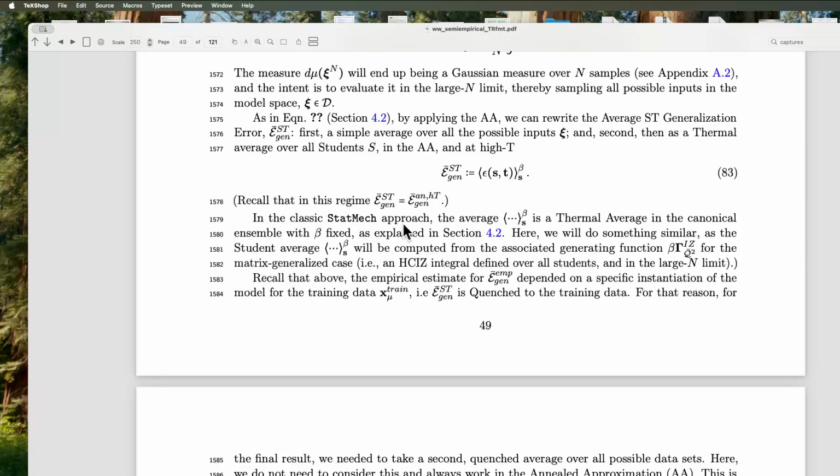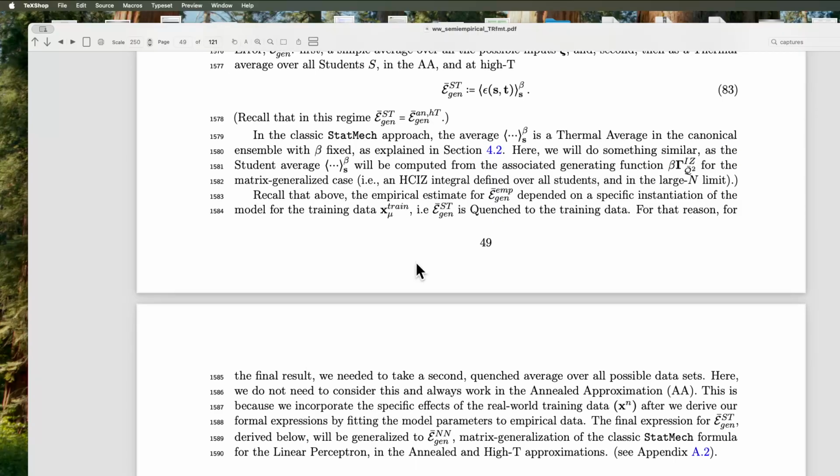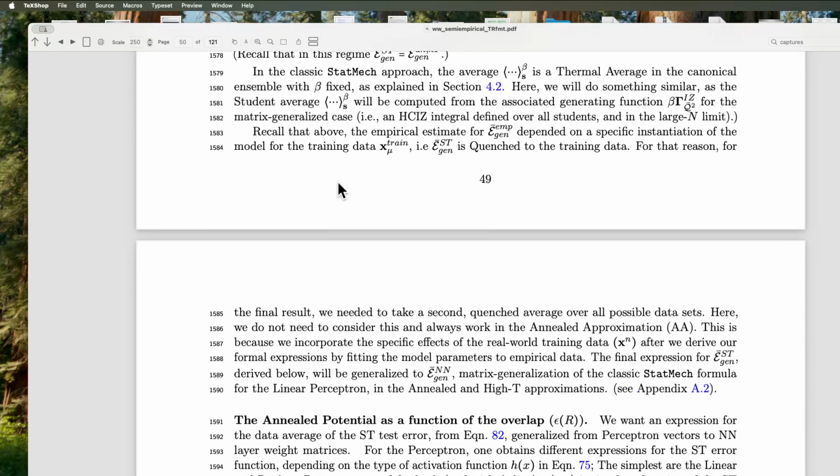Okay, so what does it say here? In the classic StatMech approach, this is a thermal average in the canonical ensemble with beta fixed. That's explained in 4.2. Here, we'll do something similar, as the student average will be computed using the associated generating function later in section 5.5. So this is sort of a forward pointer, which we may not need. But the idea is later we're going to do something similar and take a student average where this S will be replaced with a matrix. And so we're going to compute it from the associated generating function, which we described earlier. Okay, so that's just a pointer, which maybe you don't need to worry about right now.